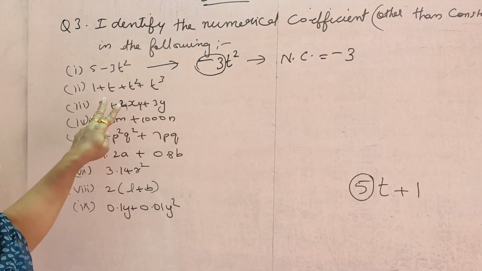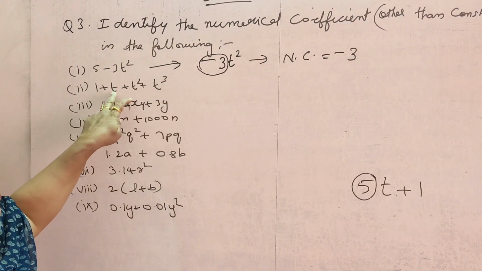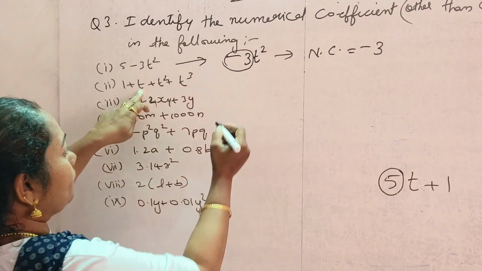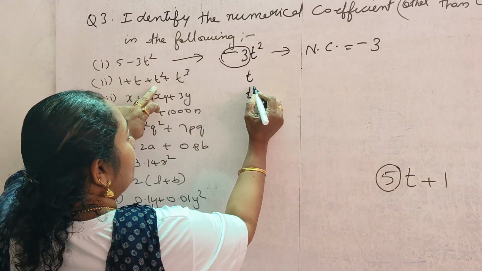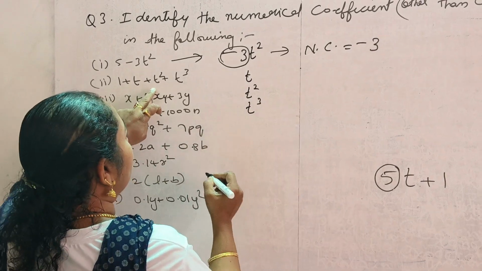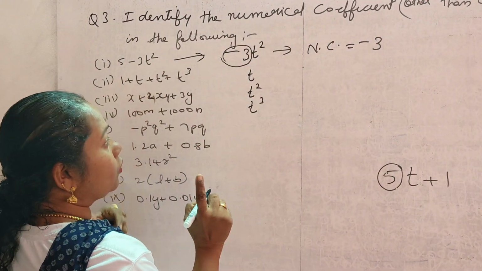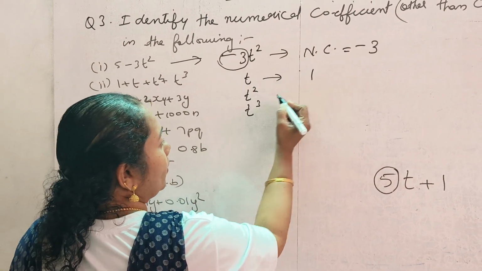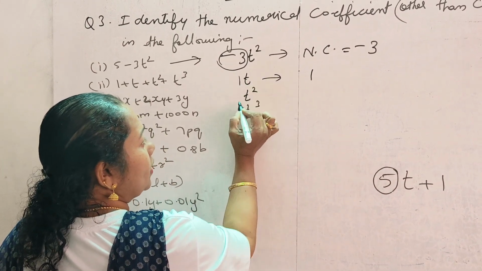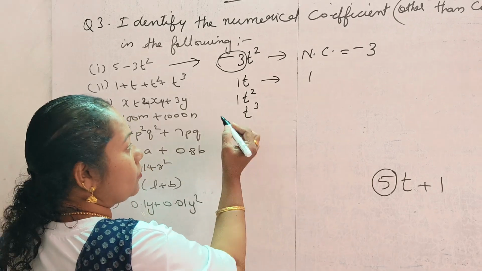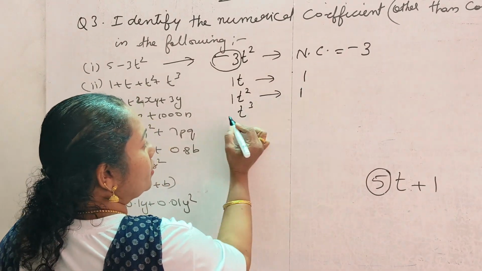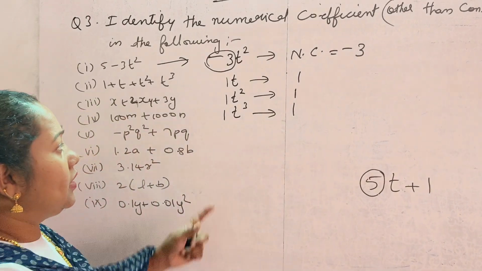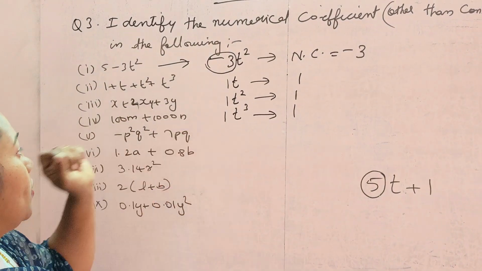Okay. In this way, in this question, 1 plus t squared plus t cubed. The terms are t squared and t cubed. But 1 is a constant, so we don't have to take it out. What is the numerical coefficient? t squared means 1t squared, the numerical coefficient is 1. For 1t cubed, the numerical coefficient is 1. In this way, we have to mention the numerical coefficients.